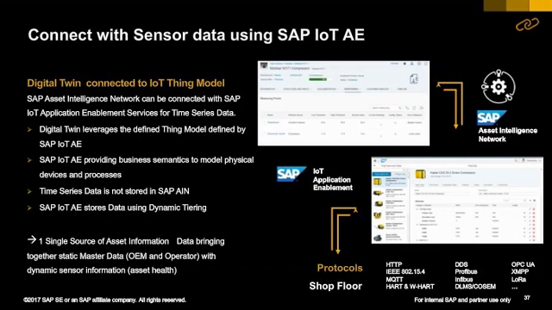SAP Asset Intelligence Network can be connected with SAP IoT Application Enablement Services for time series data. The digital twin leverages the defined thing model defined by SAP IoT AE. SAP IoT AE provides the business semantics to model physical devices and processes. Time series data is not stored in SAP AIN. Instead, SAP IoT AE stores data using dynamic tiering.